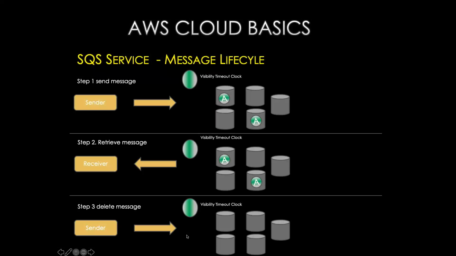This is a typical scenario as a message lifecycle on the SQS service. As you can see, step one is that you have a sender who's sending the message. Whenever you send a message to the queue, because of the horizontal scalability of Amazon, they distribute that message to multiple servers, right? The SQS service that they have.